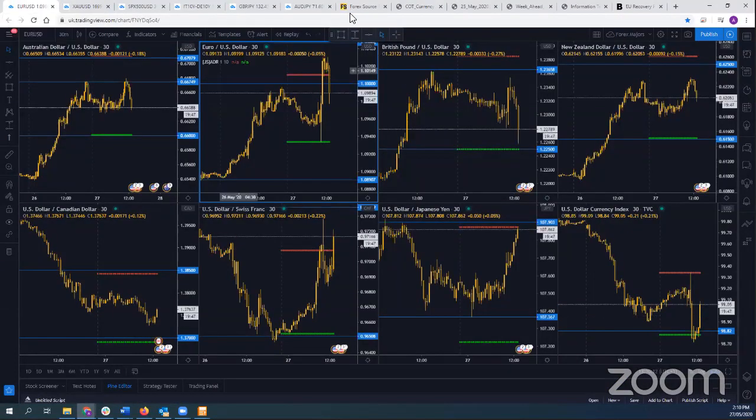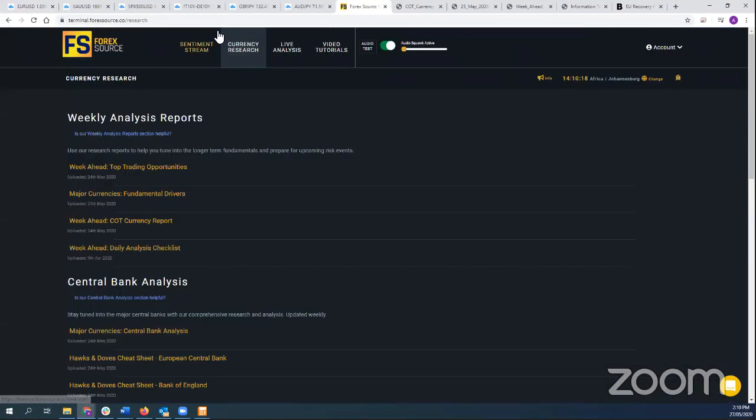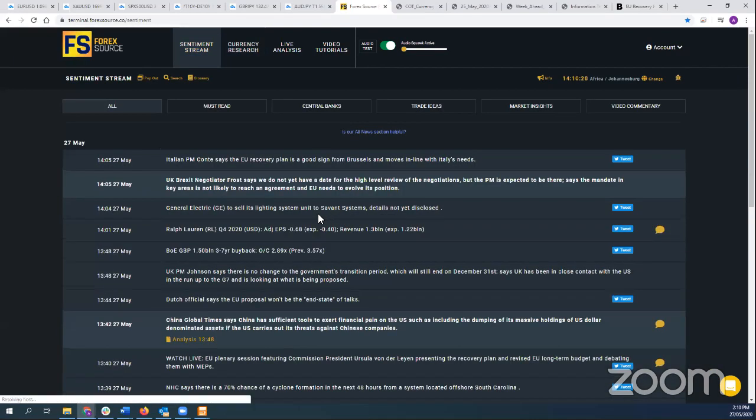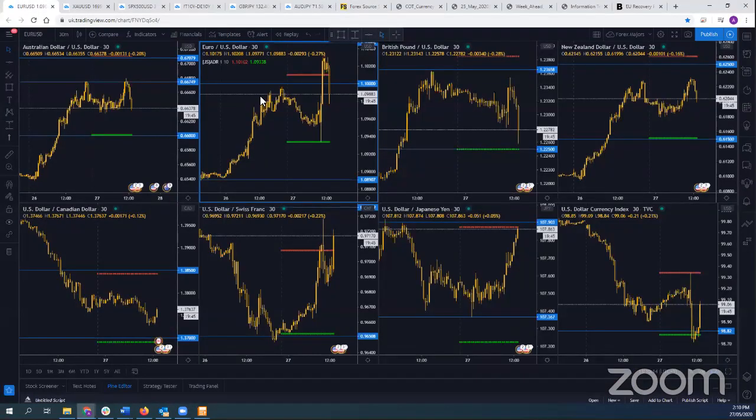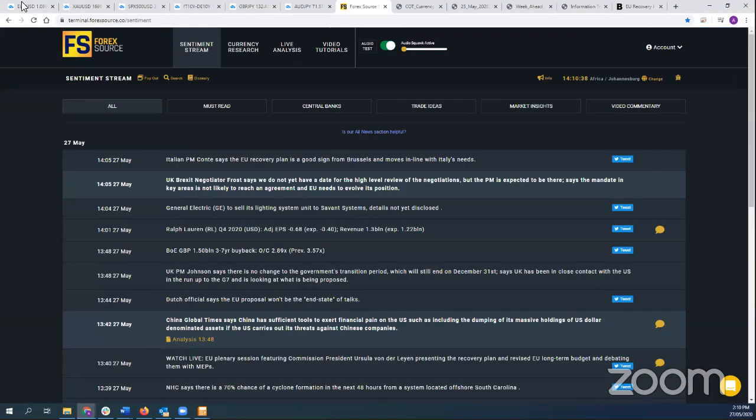Oh, wait, there's something big happening now. Let's quickly have a look. Brexit negotiator Frost says, we do not yet have a date for the high level review, but the PM is expected to be there. Says the mandate in key areas is not likely to reach an agreement and the EU needs to evolve its position. Very, very negative news. Unfortunately, we missed that one.